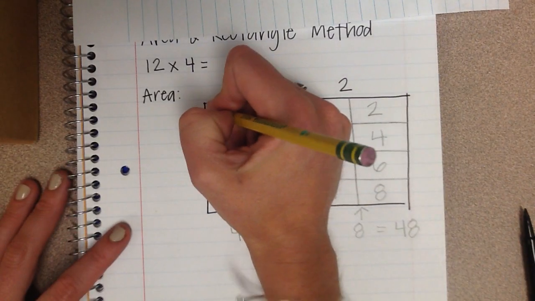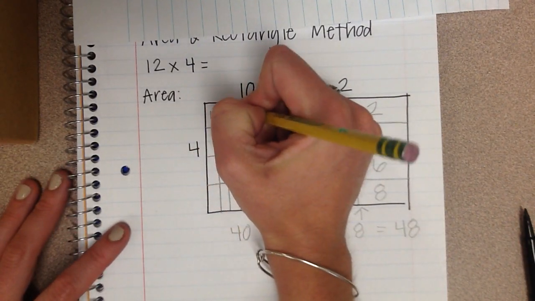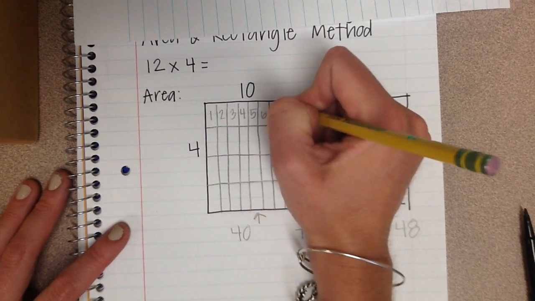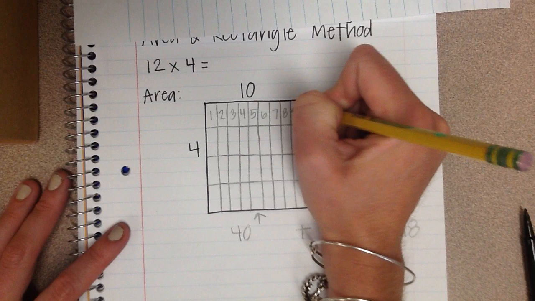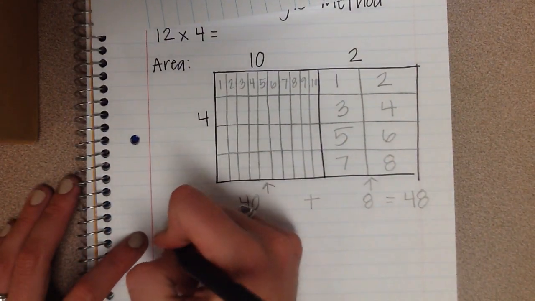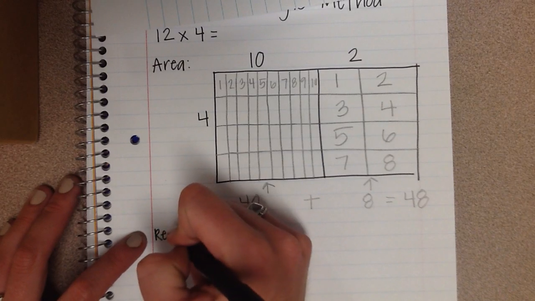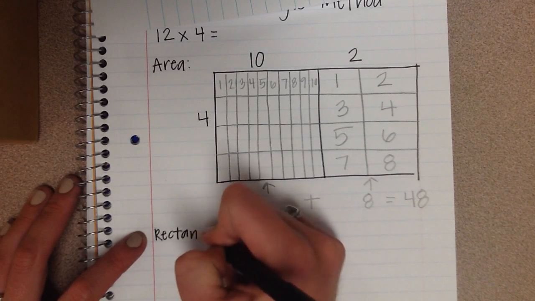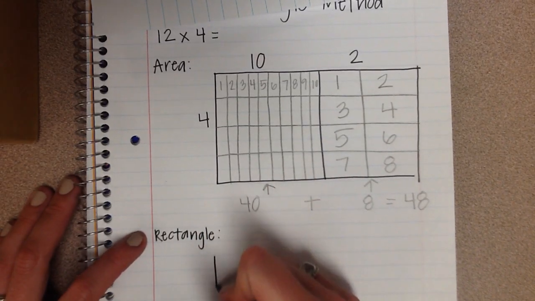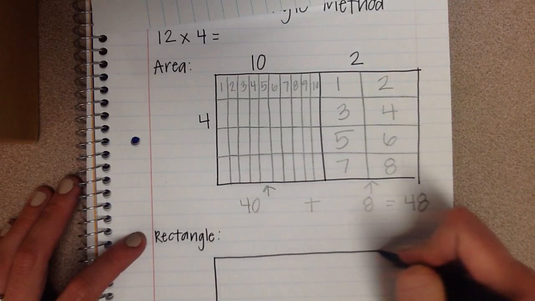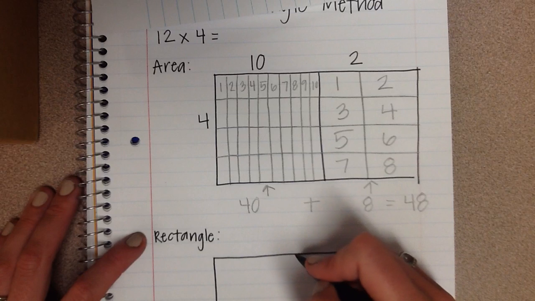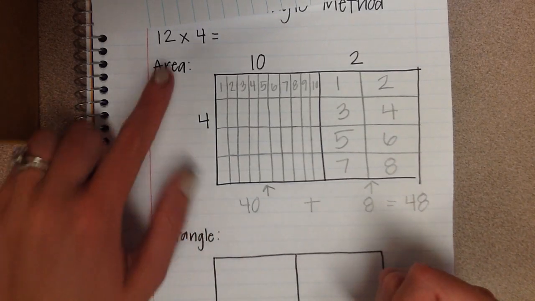If I wanted to, I could do 1, 2, 3, 4, 5, 6, 7, 8, 9, 10. If I did all the way, I would get 40. Let me show you the rectangle method. With the same number, I'm going to draw a rectangle. It's not going to be as big as the other one, I'm sorry. But it does need to be neat. And I'm going to divide it that way. I divide it in 2.